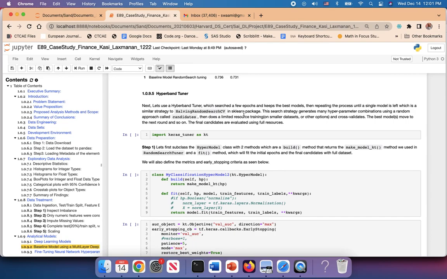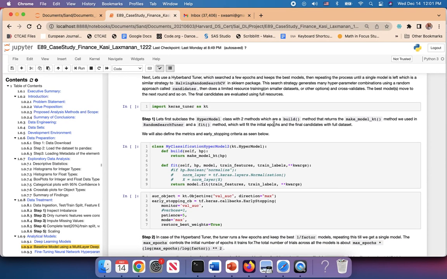This strategy basically generates many hyperparameter combinations and uses a random search to come up with candidate models, and then does a limited resource training, where it uses smaller data sets than the full data set or other options that we can choose, and then cross validates the model. The best model in each round then moves on to the next round, and so on, and then the final candidates are evaluated on the full resource, meaning the full data set.